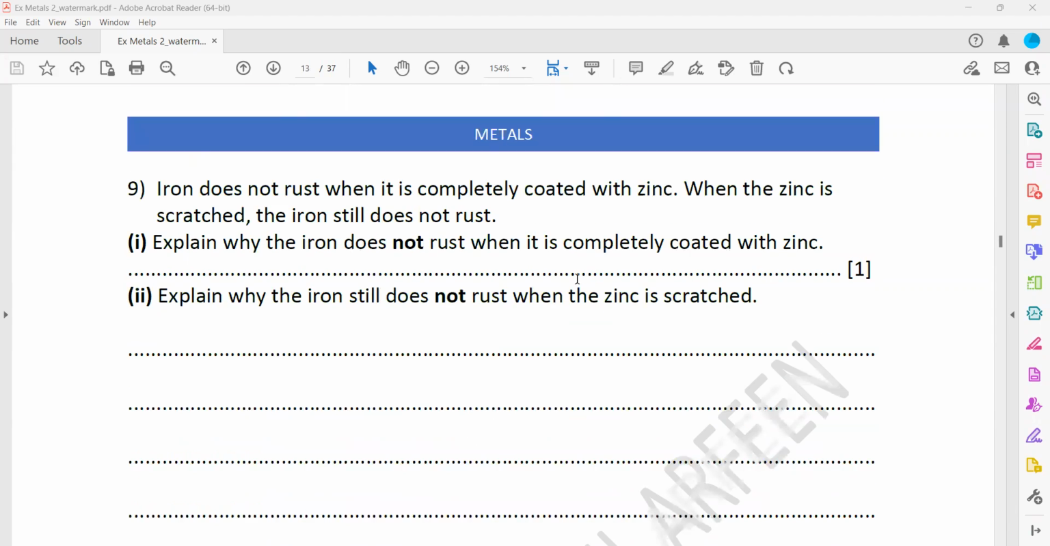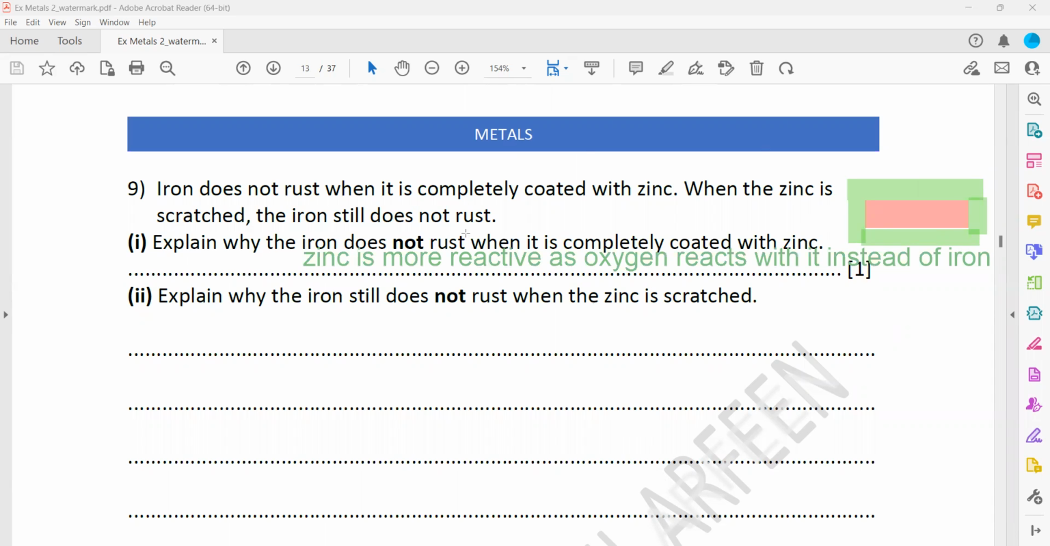In question 9, the iron does not rust when it is completely coated with zinc. When zinc is sprayed, the iron still does not rust. Explain why the iron does not rust when it's completely coated with zinc. Look, first thing, even if it's not zinc, if it was any other metal, iron won't rust. Even if it was copper, if it is completely coated with that. So what is the reason for that? When it is completely coated, why does it not rust?